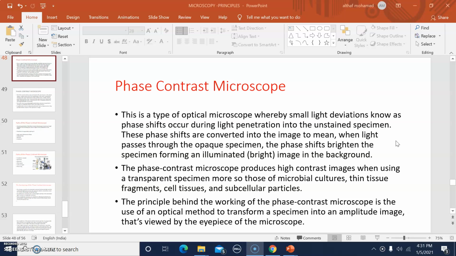The principle behind the working of the phase contrast microscope is the use of an optical method to transform a specimen into an amplitude image that is viewed through the eyepiece of the microscope. So the principle is an optical method to transform a specimen to an amplitude image.